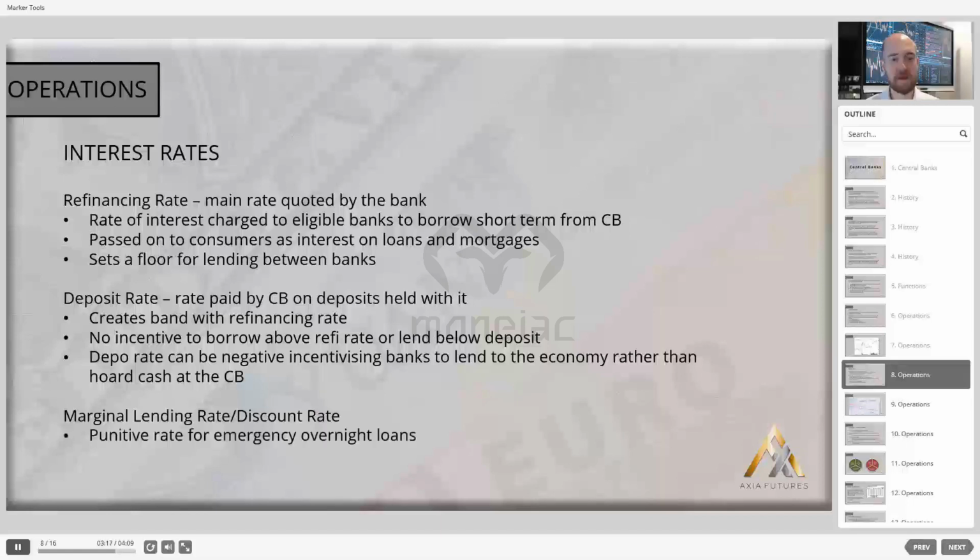Finally, you have a marginal lending rate, or in America this is known as a discount rate. Essentially, this is the rate you would have on lender of last resort money. So any emergency overnight loans, if all of a sudden a bank needs an overnight loan to fix liquidity, they will be given that loan in exchange for collateral at the marginal lending rate. So a higher rate than the refinancing rate, because theoretically they should be able to refinance with each other at those prices. If they're not able to get a loan overnight from another commercial bank at the refinancing rate, then clearly there is some issue with their credit or liquidity, and therefore the central bank will step in, but it will be at a slightly punitive rate.